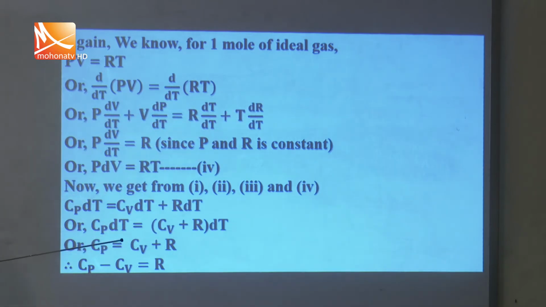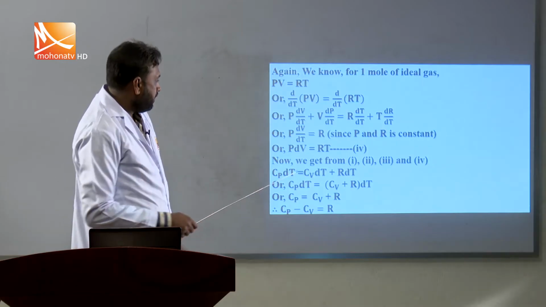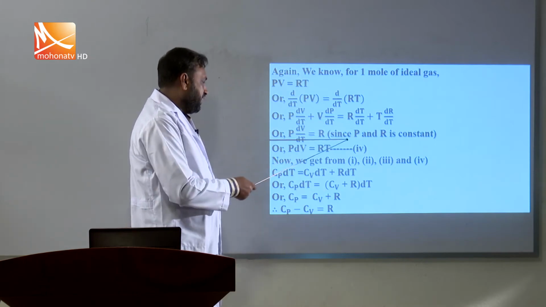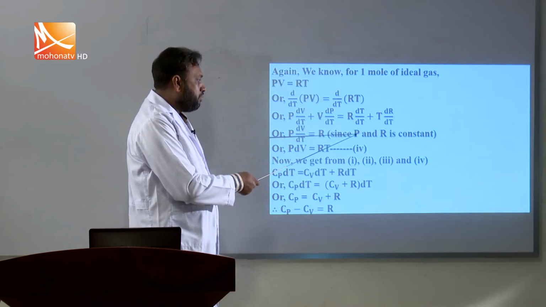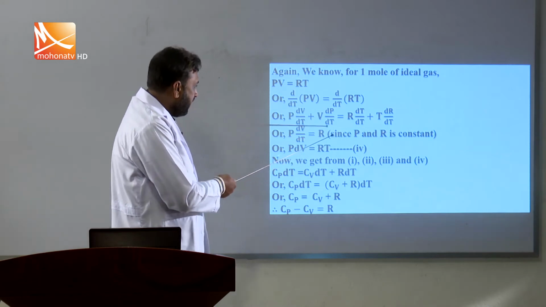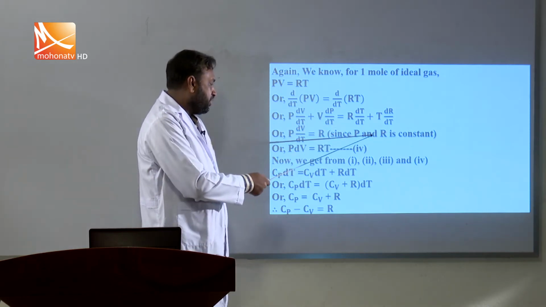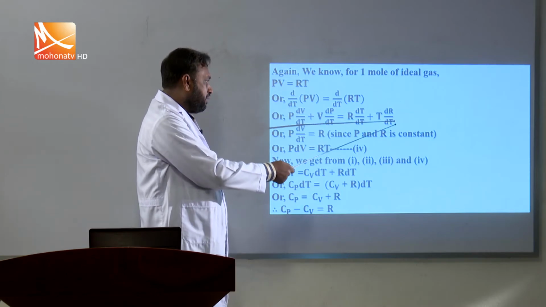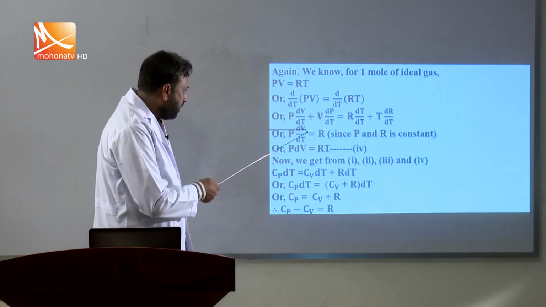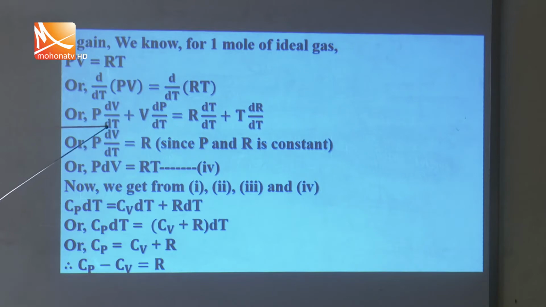Since you know that when any constant is differentiated, the result will be 0. For this reason, here since P and R are constant, the term dR/dT is 0, and also dP/dT equals 0. So we can write P dV/dT equals R. Or if we cross multiply this equation, then we can write PdV equals R dT.